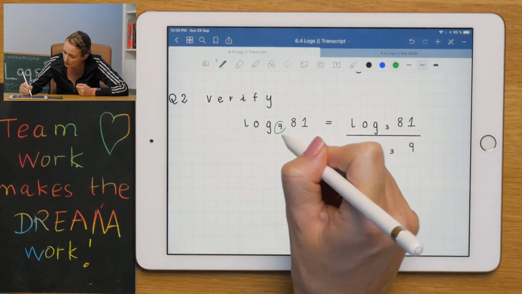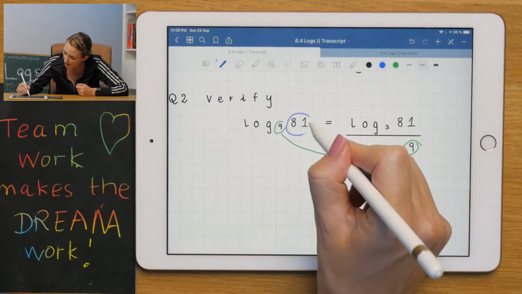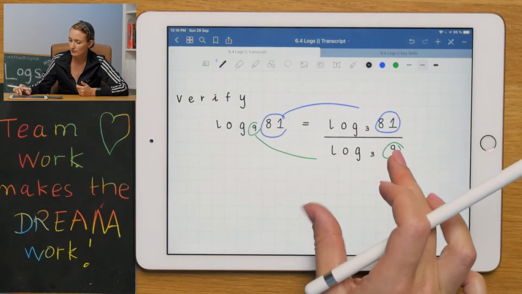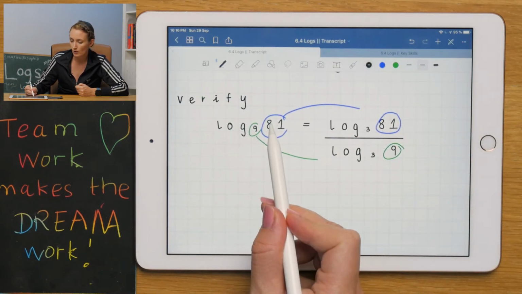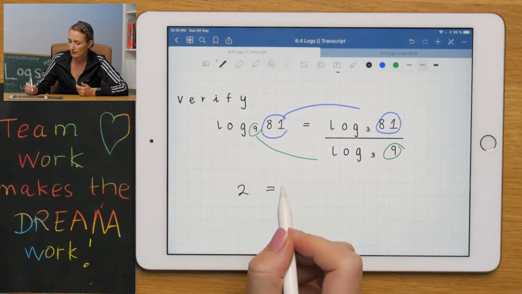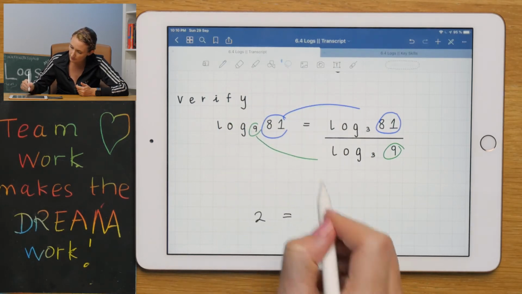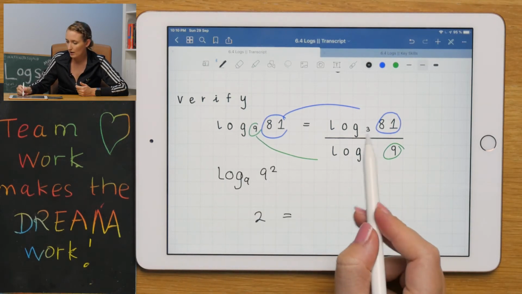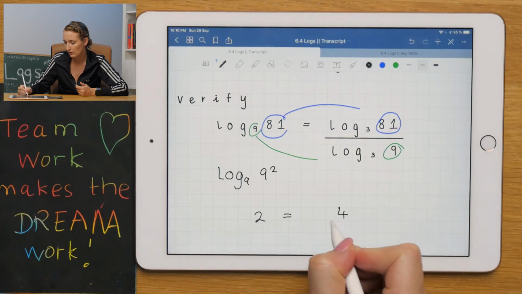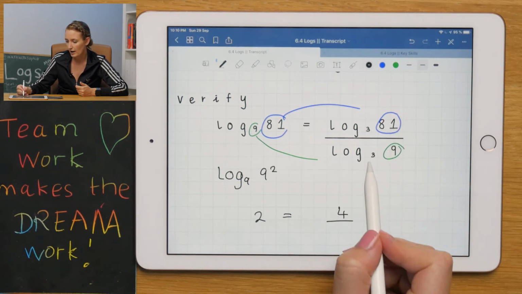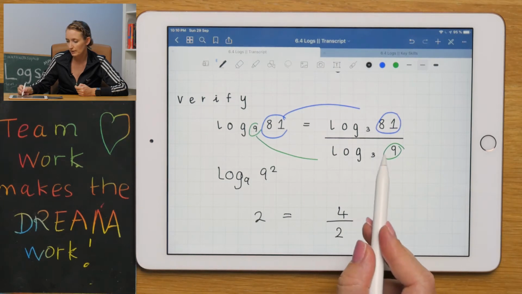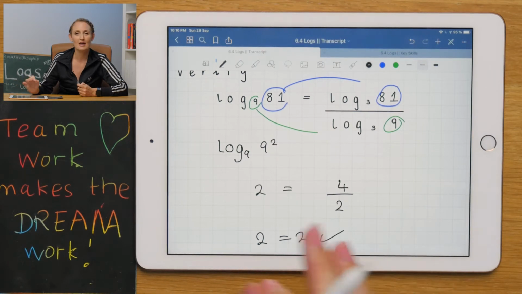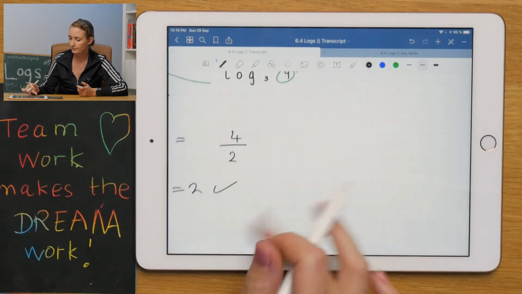So in this case, you see that the 9 has gone down, the 81 has gone up, and I will have picked log 3 as what I wanted to convert everything to. So log base 9 of 81, how much? Okay, well it's 2, because 9 squared is 81. Log base 3 of 81, well that's going to be 4, because 3 to the power of 4 is 81. And log base 3 of 9 is going to be 2, because 3 squared is 9. And is 4 divided by 2 the same as 2? Yeah. Both of these are equal when we use numerical examples.